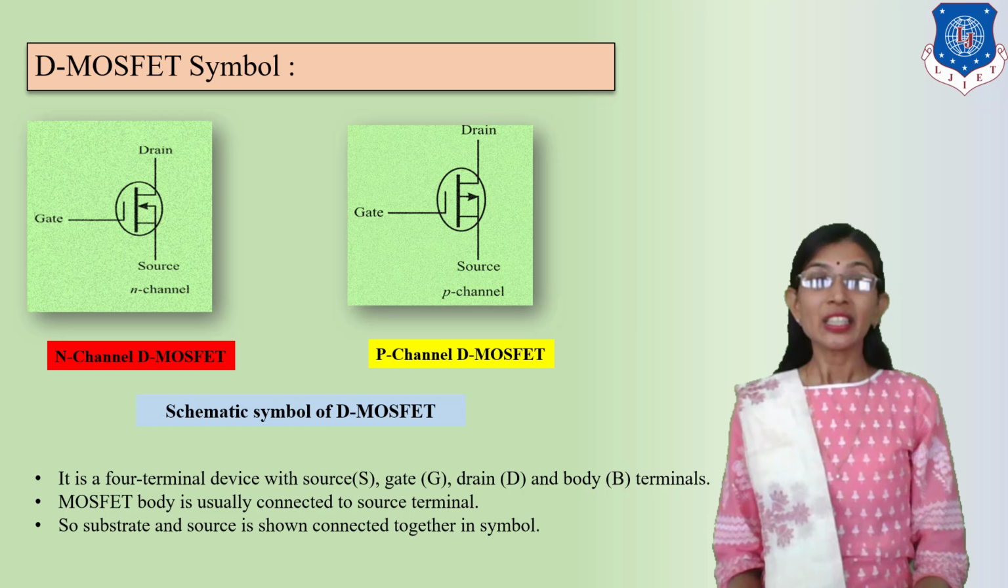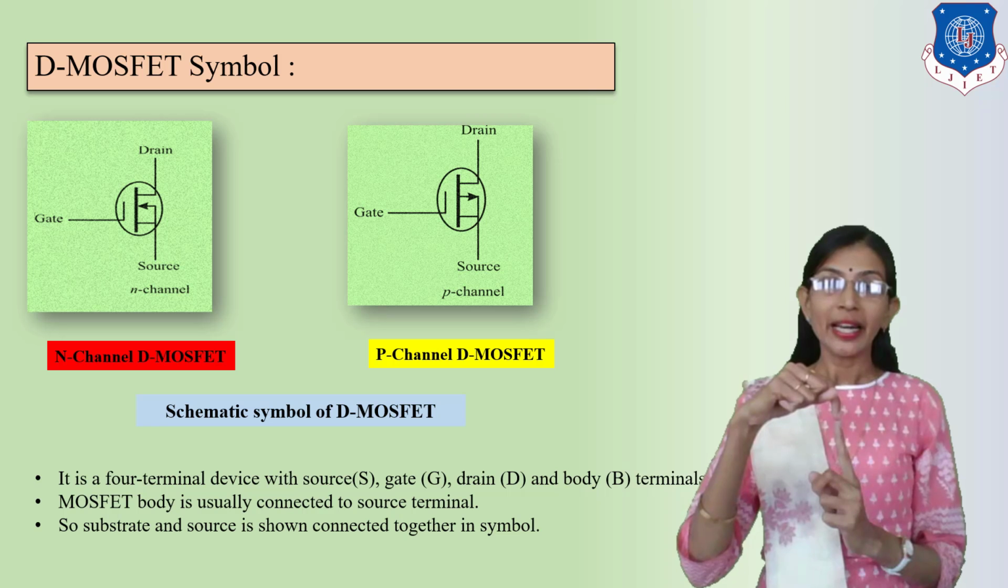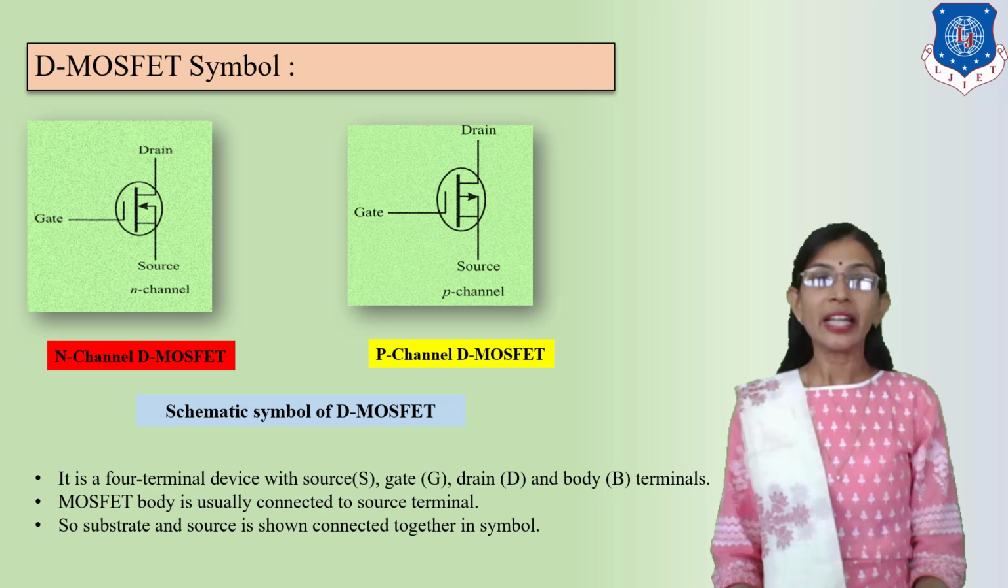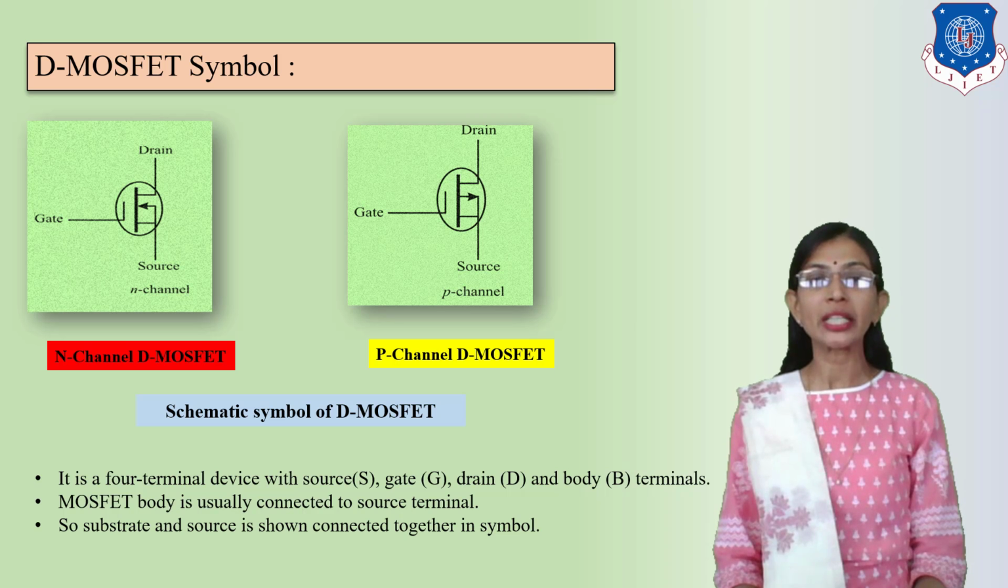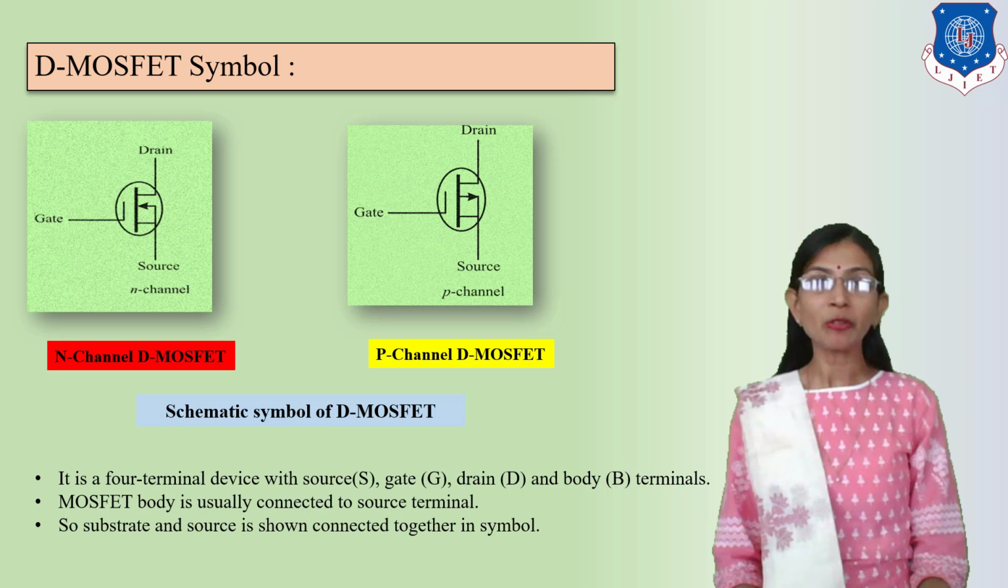And always the two terminals are connected like this, source and substrate. And arrow must be shown on that source terminal. If it is inside, then it is known as N-channel D MOSFET. And if it is outside, as shown here in the second figure, that is P-channel D MOSFET. So these are the discussion points of the symbol. So we will have the four terminal device, that is D MOSFET.